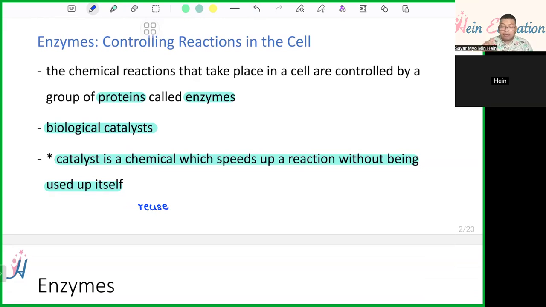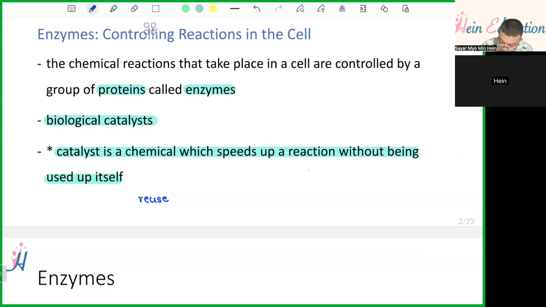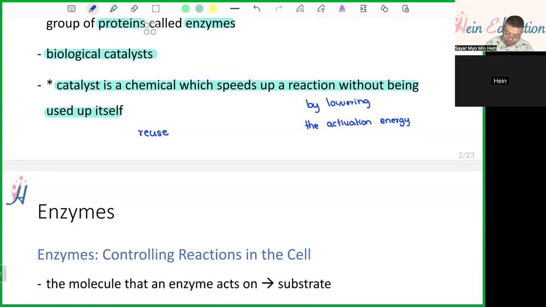Another thing I would like to add is that a catalyst speeds up the rate of chemical reactions by lowering the activation energy. It decreases the activation energy needed to start a reaction. So overall, a catalyst is a substance that speeds up a reaction without being used up by itself, so it can be reused, and it lowers the activation energy.